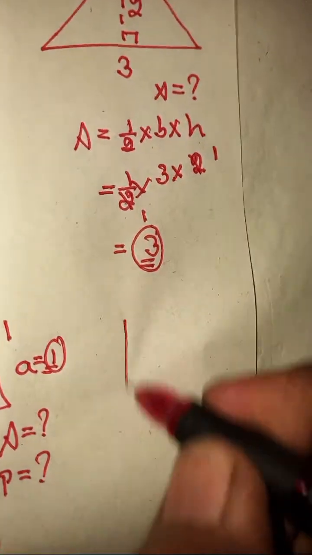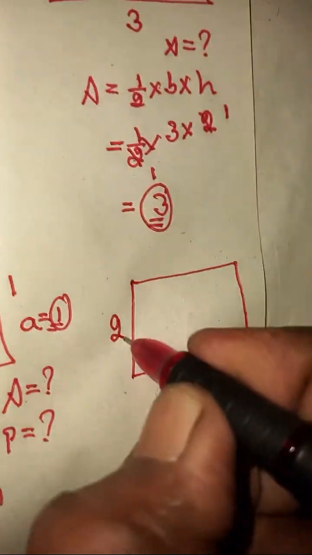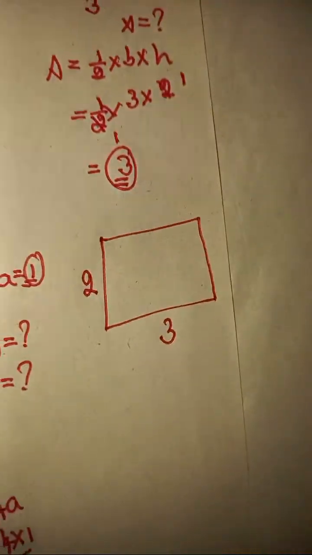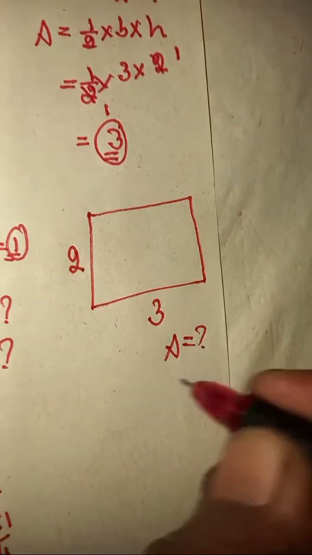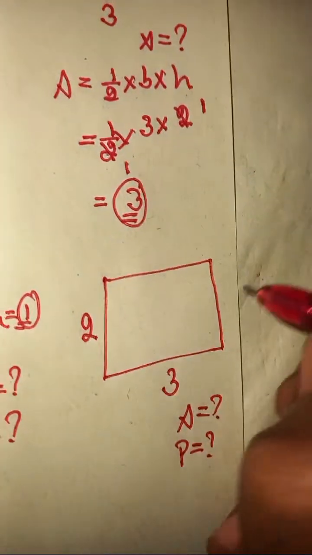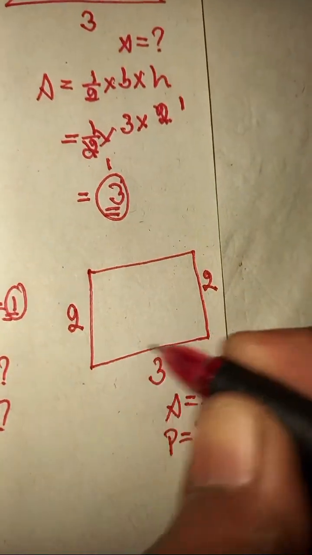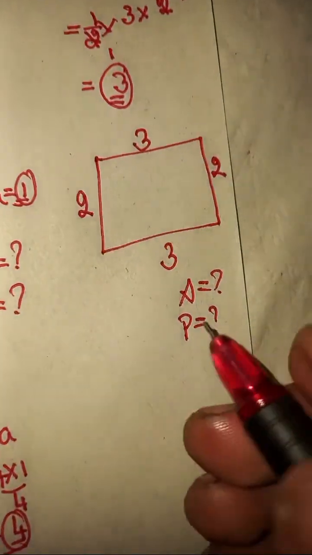And they are giving a rectangle this time. In this rectangle, one side is 2 units, another side is 3 units. So you can find out the area and the perimeter. This side length is 2 units, opposite to this is also 2 units. This side is 3 units, opposite to this is also 3 units.